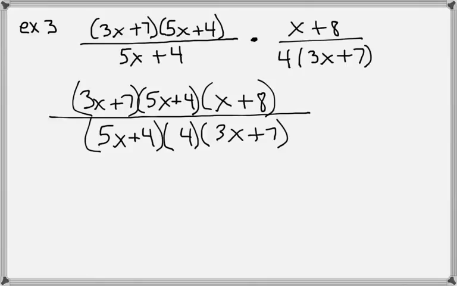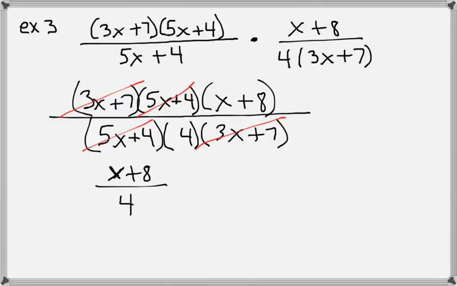So if we notice here, we have a 5x plus 4 on the top and the bottom. Those divide to equal 1. We have a 3x plus 7 on the top and a 3x plus 7 in the denominator. So they can divide to equal 1. We can cross them out. So I'm left with an x plus 8 over a 4. So there's my simplified answer for the multiplication of those two fractions.